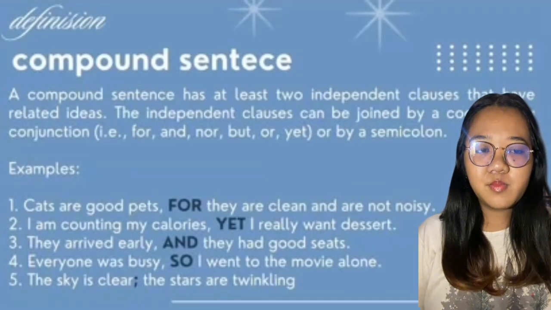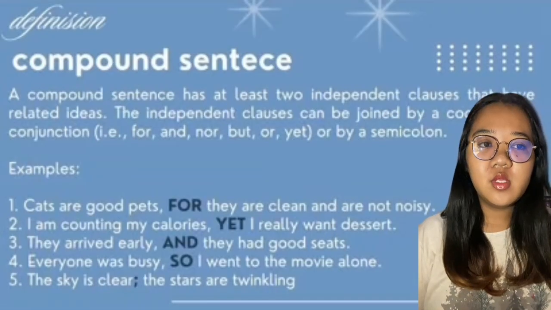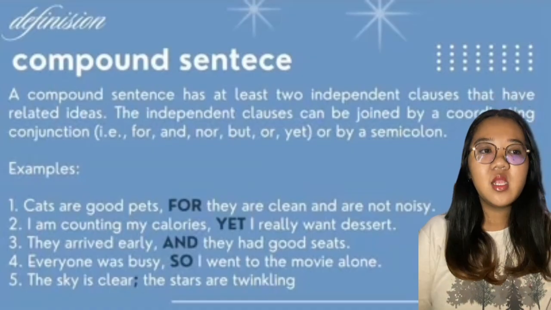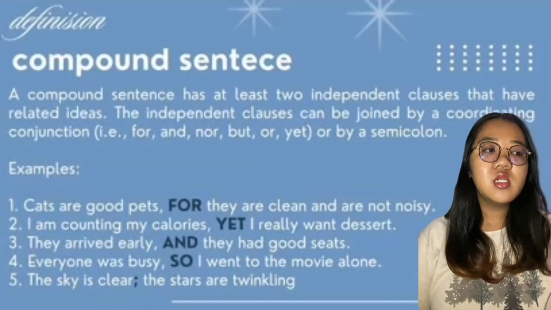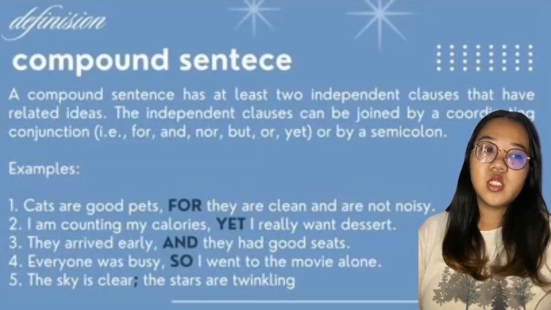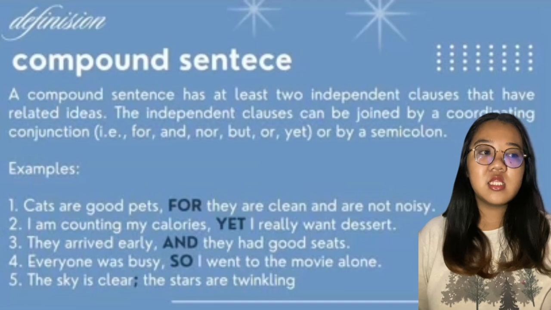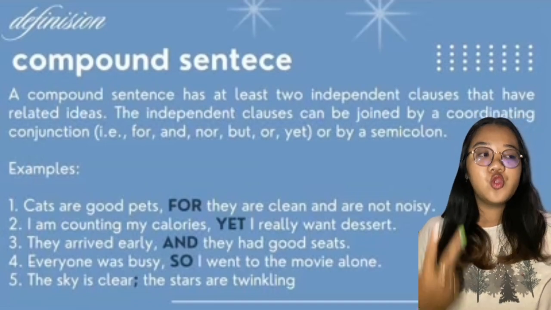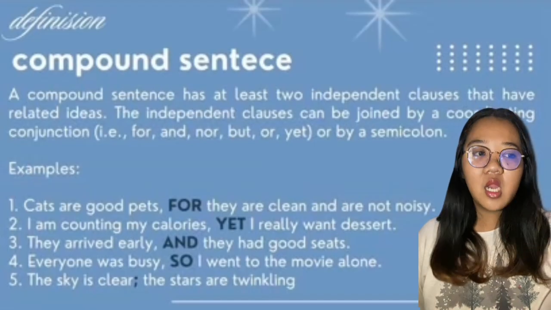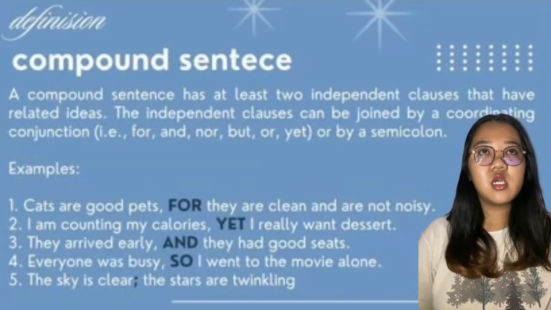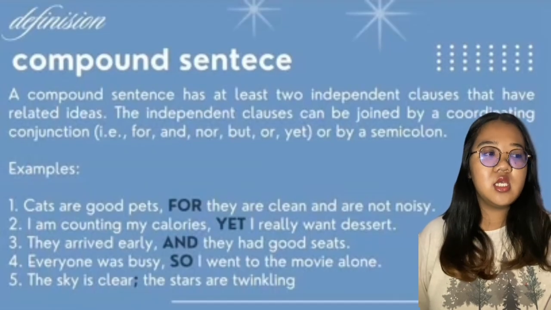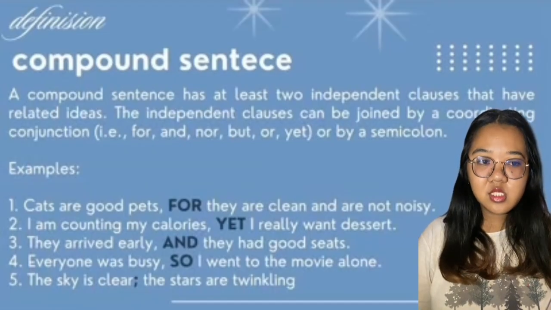In this part, I will explain the definition of compound sentence. Okay, today we are going to learn about the compound sentence. The definition of a compound sentence is a sentence that has at least two independent clauses, and an independent clause means a clause that can stand alone as a complete sentence.